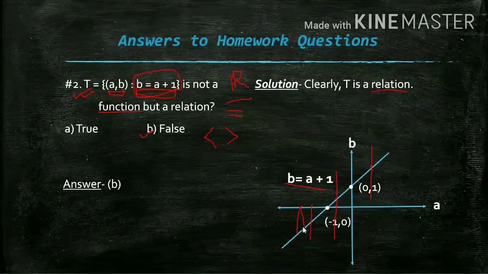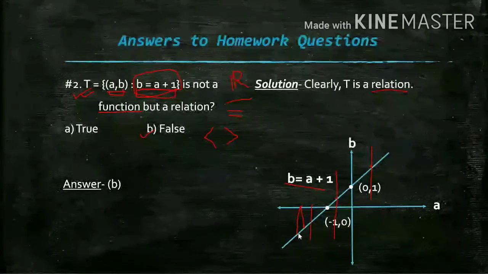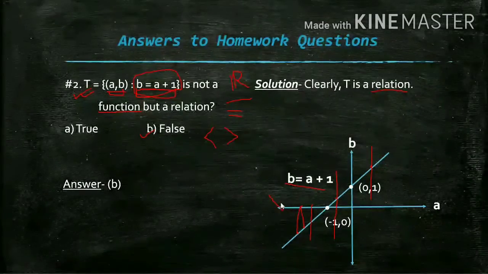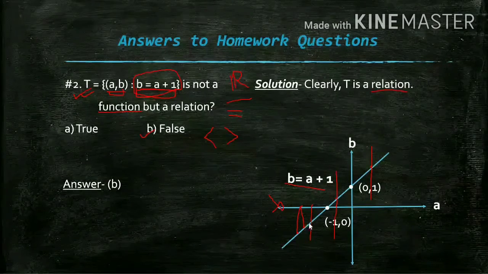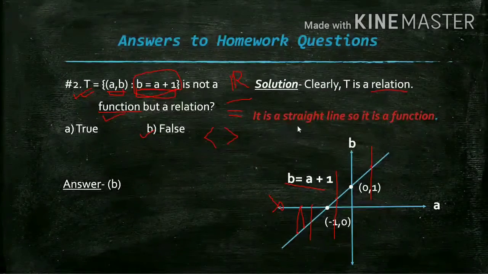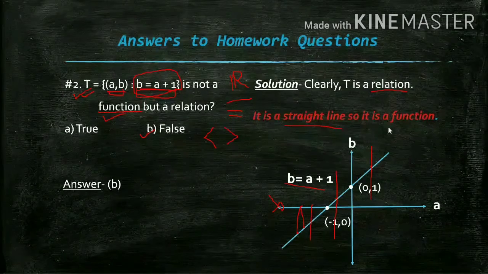That means this point has two images, or you can say two distinct ordered pairs with the same first component. So it cannot be the case over here. So that means it is a function, and in order to learn a result, you just simply learn this: a straight line is always a function.